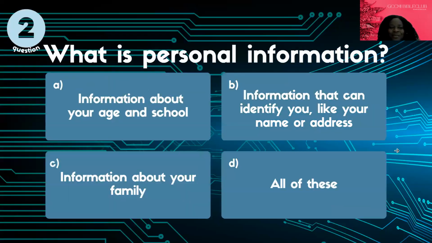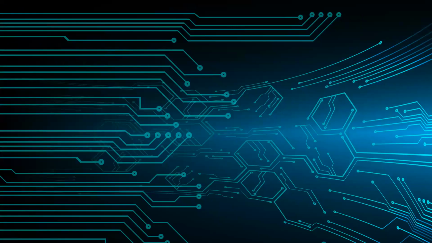The next one says, what is personal information? We discussed this today. A says information about your age and school. B is information that can identify you, like your name or your address. C is information about your family. And D says all of this. What's the answer? All of this, yes, everything.